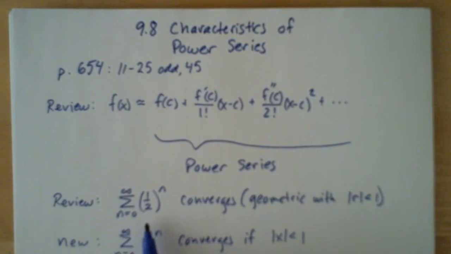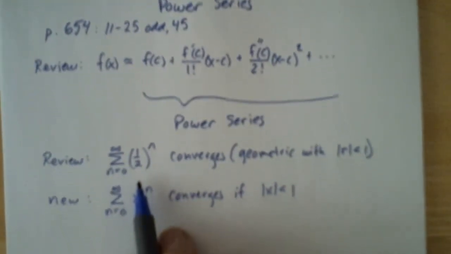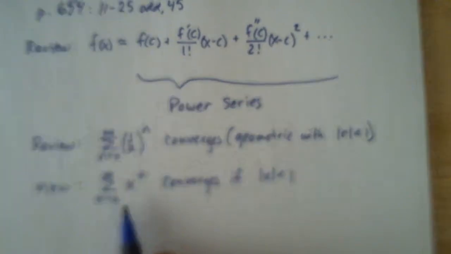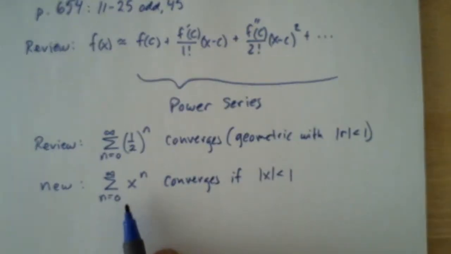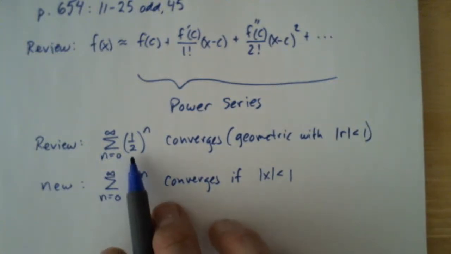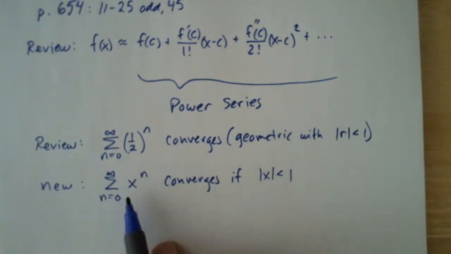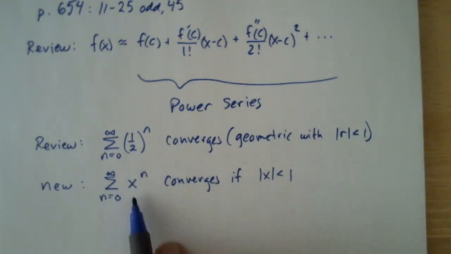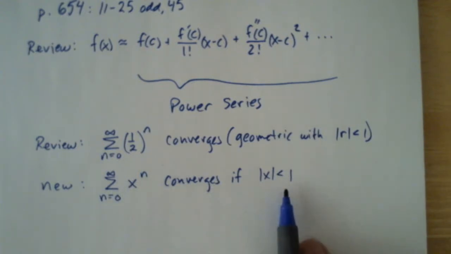Before we start, let's review that this is a geometric series and it converges because the common ratio is between 1 and -1. And what we're going to look at new today is this series, which looks similar, or we could think of it as being similar to the geometric series because it's exponential. And if the geometric series requires that the ratio is between 1 and -1, well, then this series will converge if x is between 1 and -1.